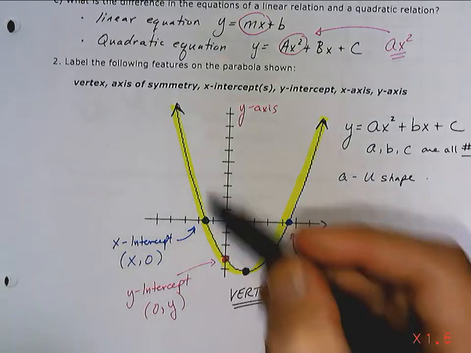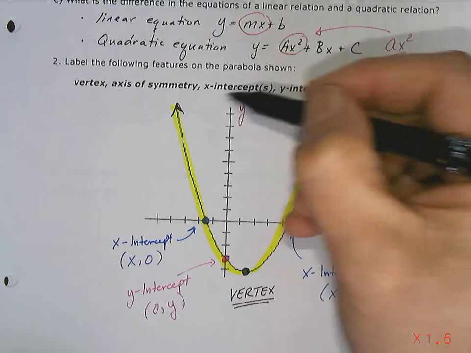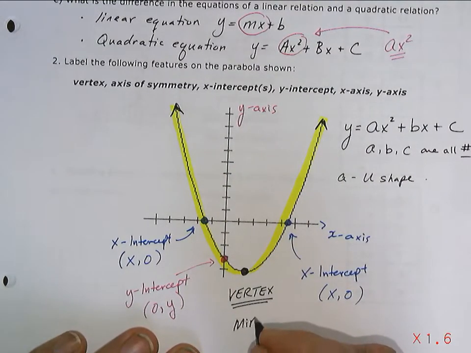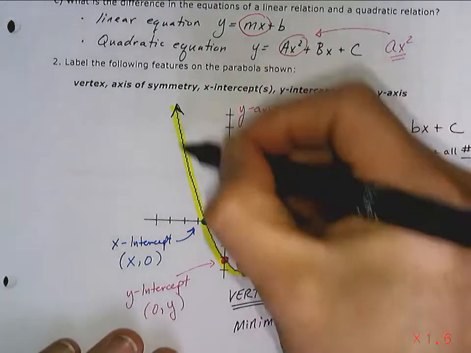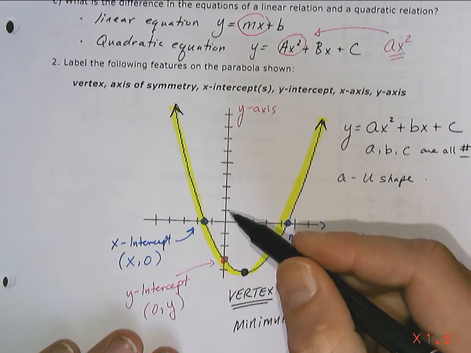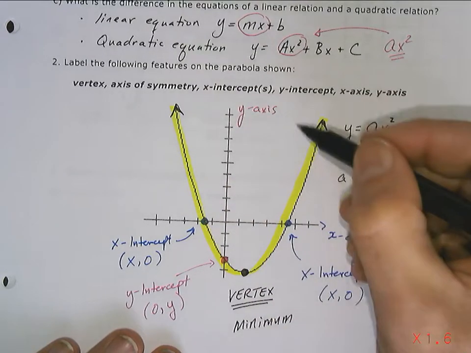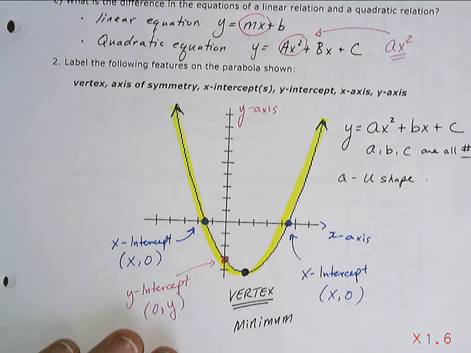Now the vertex can either be at the bottom, or the vertex can be at the top if it opens down. When it's at the bottom, we call it a minimum. We call it a minimum because it's the lowest it can ever be. Every other point is higher than it. Does that make sense? I think it does. And if it opened the other way around, if it looked like a hill, then the vertex would be at the top of the hill, right? And that would be the maximum, right? Because that's the top of the hill. Everything else can be below it. So we have a vertex.